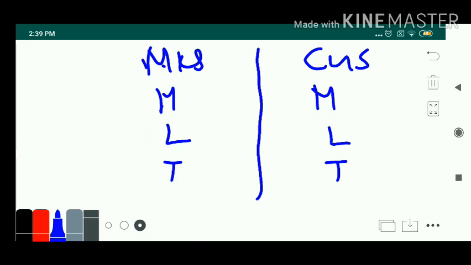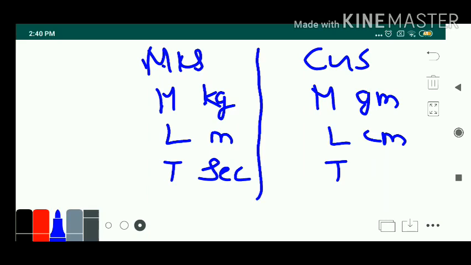In MK system, mass unit is kilogram, length unit is meter, and time unit is second. In CGS system, the mass unit is gram, length is centimeter, time is second. This much you know, right? Just write the form. Now you want to convert MKS into CGS.